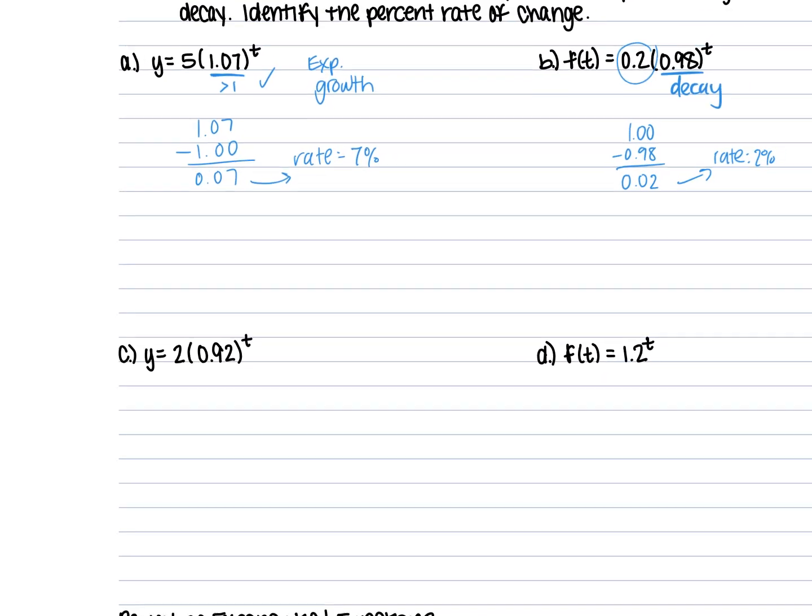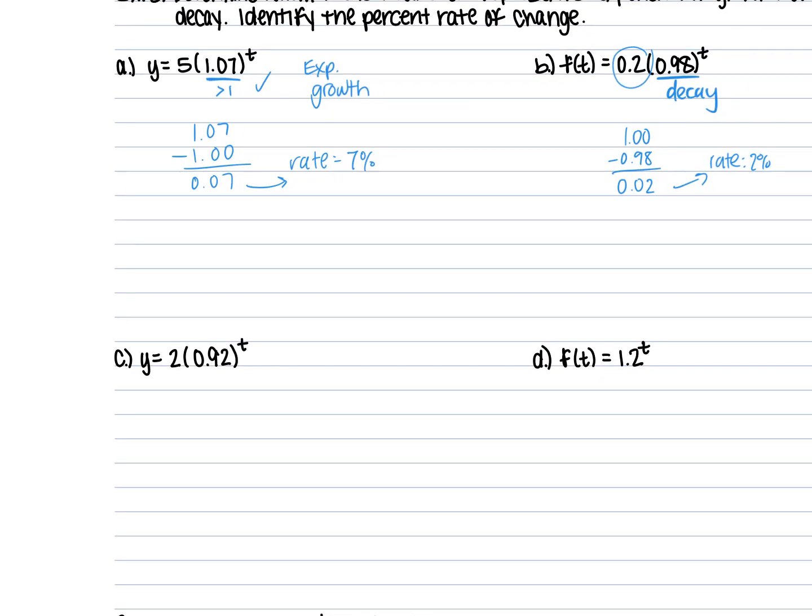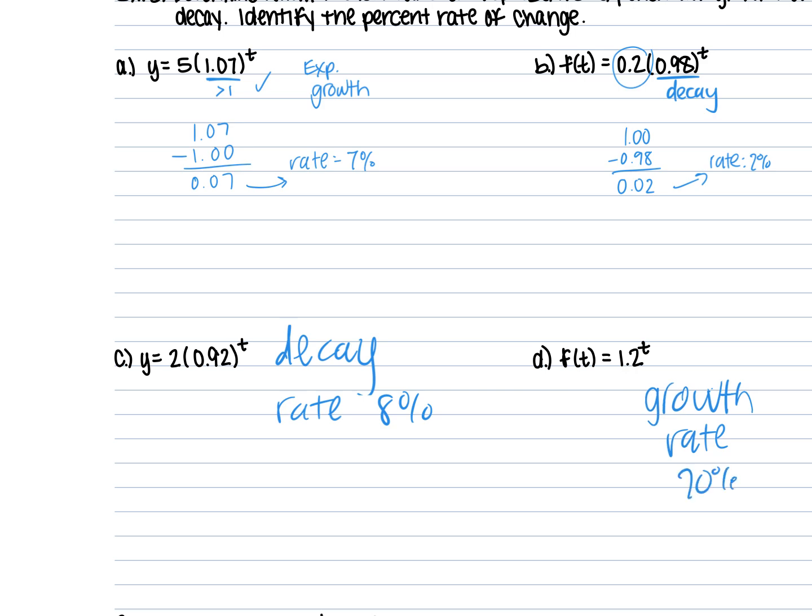Okay, I want you guys to try C and D on your own. These are the last two examples of the lesson. Go. C should have said decay with a rate of 8%. And this one should have said growth with a rate of 20%, okay?